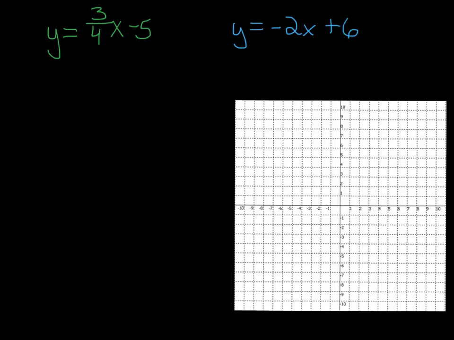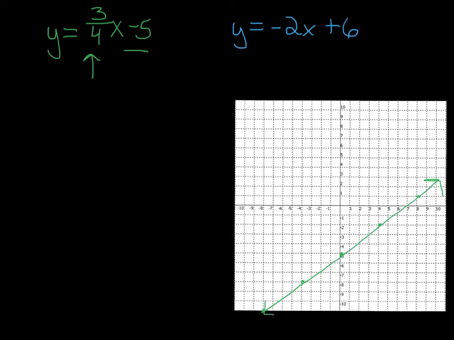It has a y-intercept of negative 5, so let's put a point at negative 5. And then the slope is up 3 over 4. So up 1, 2, 3 over 1, 2, 3, 4. We can go backwards, down 3, left 4. Let's connect them. So we have our first equation graphed.